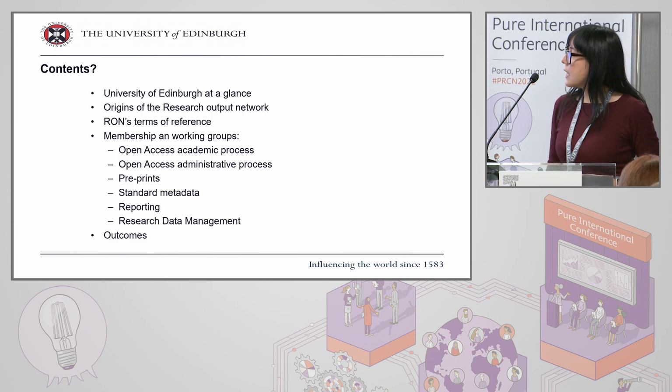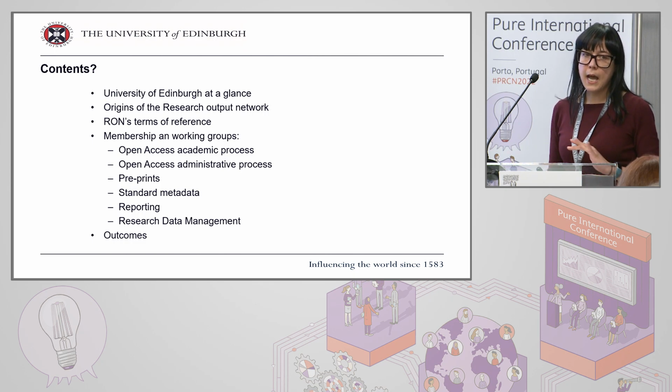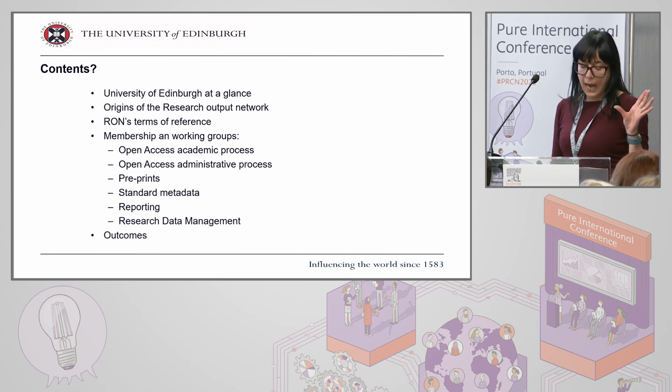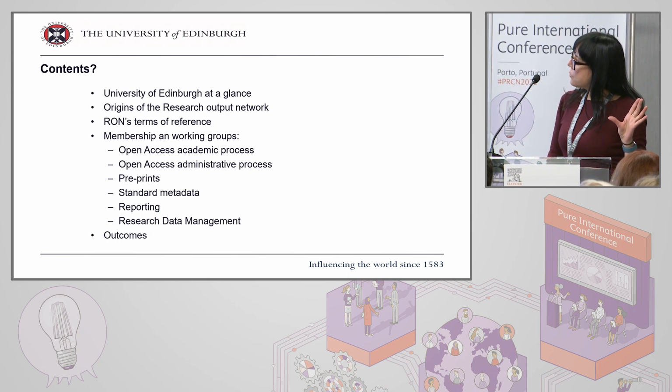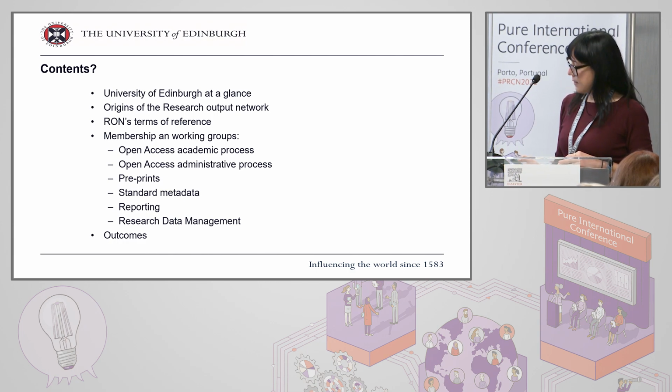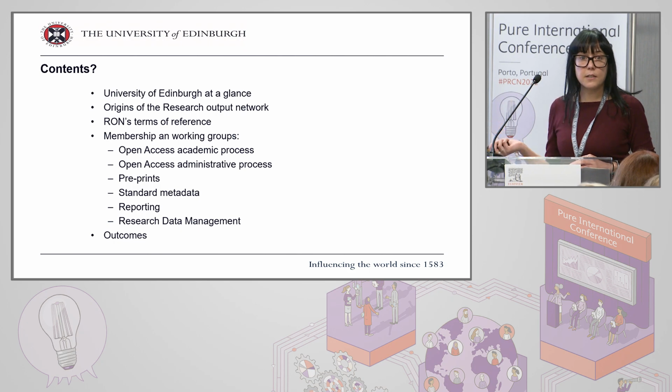So just some contents to start with. I'm going to talk about the University of Edinburgh and provide an overview first. And then I'll talk about the origins of the research network and the terms of reference. And Nik is going to talk about the working groups in terms of its objectives and its successes. And at the end, we have time to discuss outcomes.